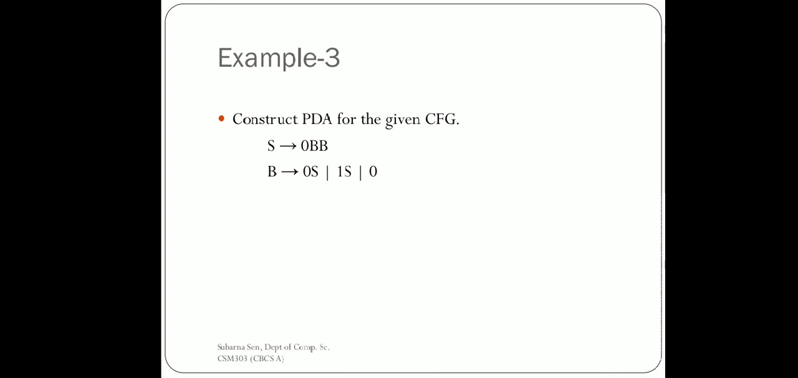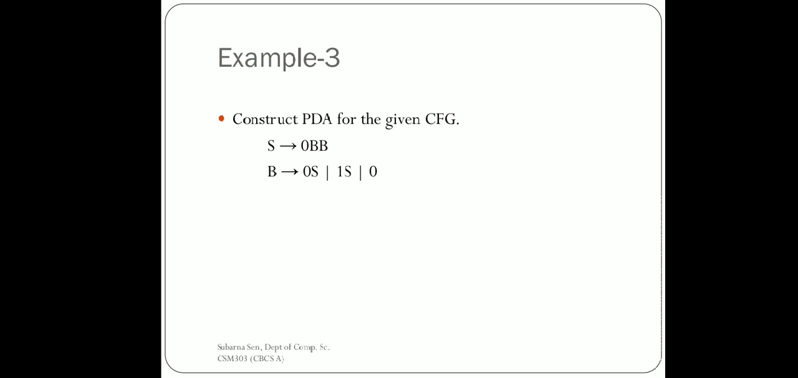Okay, now we will see another example. Here we are given this grammar, that is S generates 0BB, B generates 0S, 1S or 0. What are the variables present here? S and B. And what are the terminals present here? 0 and 1. So we will construct the PDA, right? And I have left it for you. You can just try it on your own. I think you can do it, right?